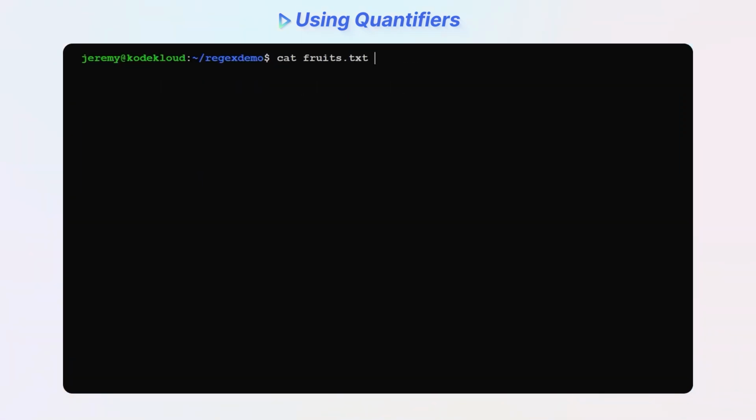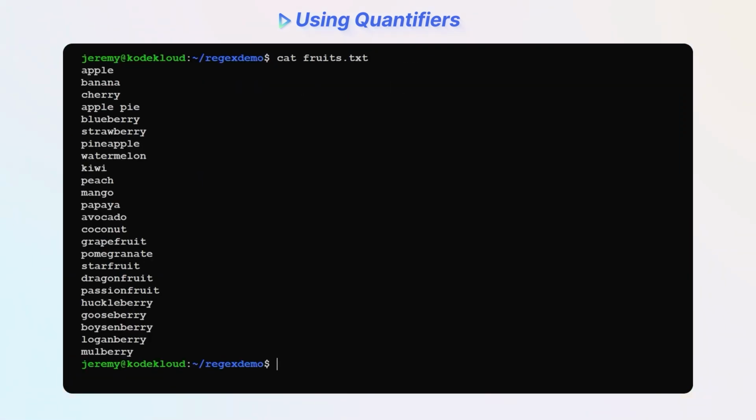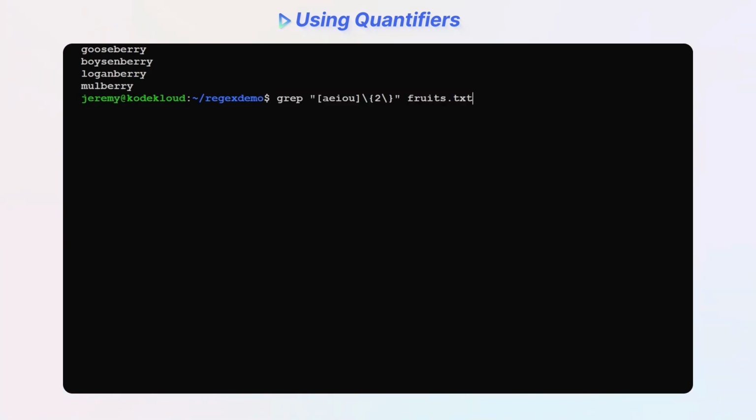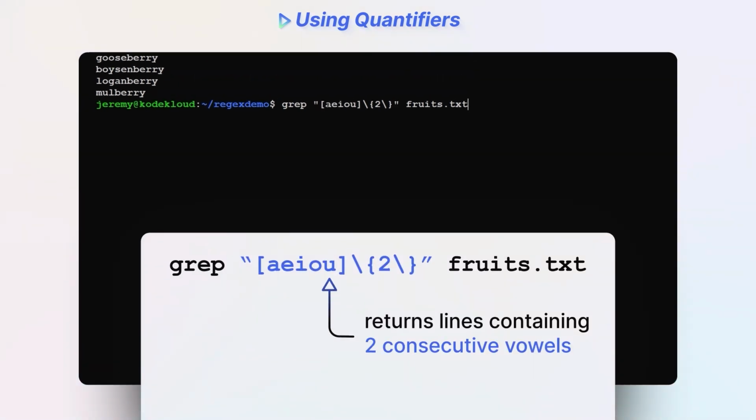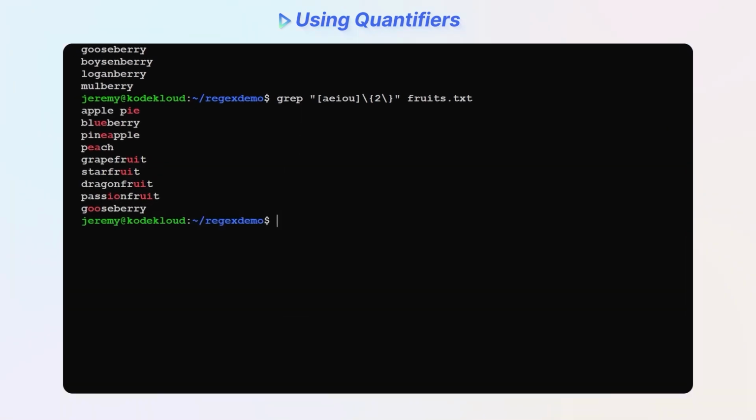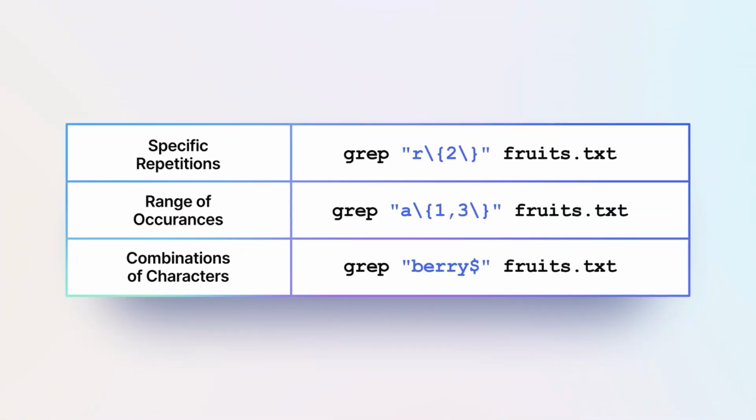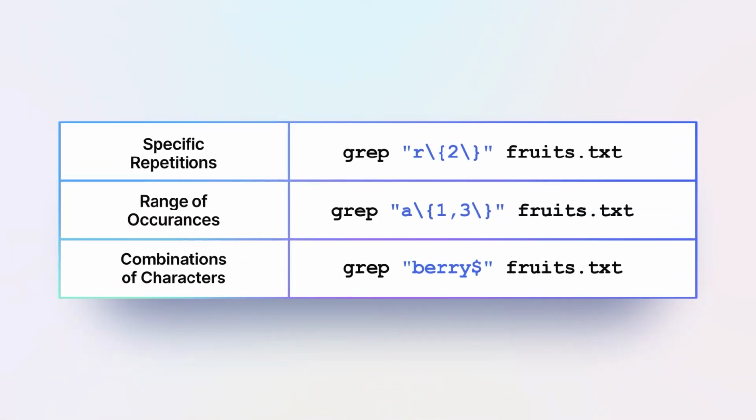Now here's how we match words with repeated vowels. We'll do grep [aeiou] and then we'll put in the brackets too. So we're basically combining our first 2 commands here for fruits.txt. This command will return lines that contain 2 consecutive vowels. And here's our list. This example demonstrates how quantifiers can be used to match patterns with specific repetitions, ranges of occurrence, and combinations of characters.